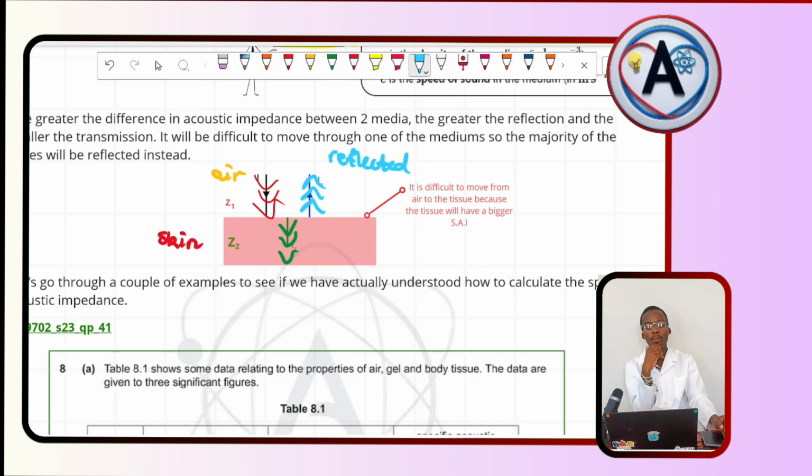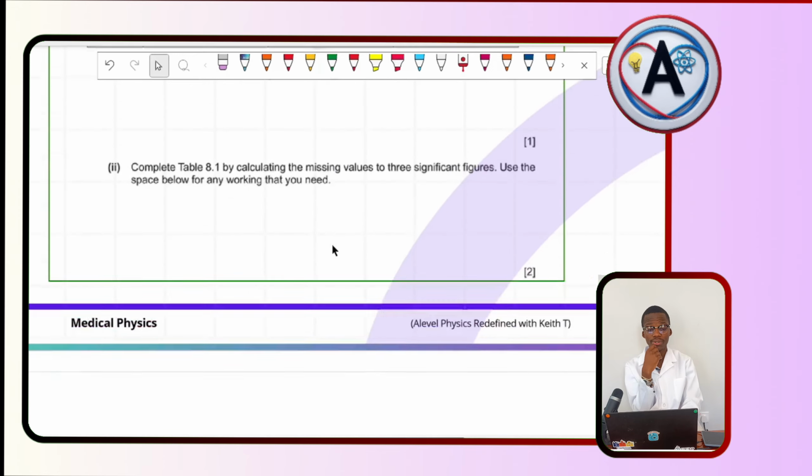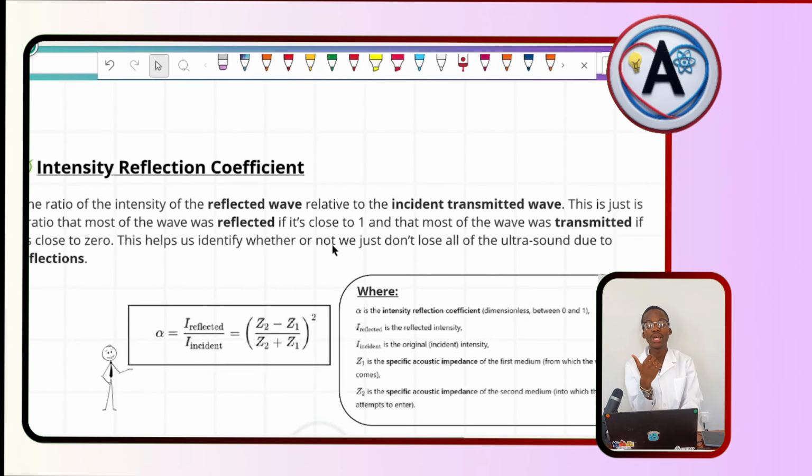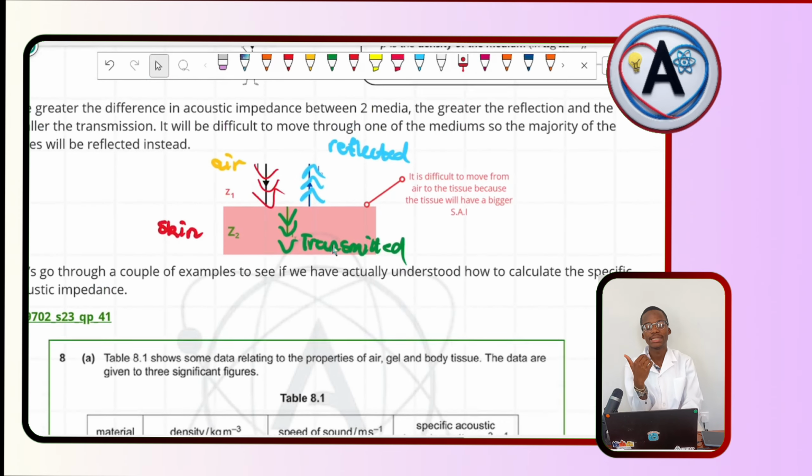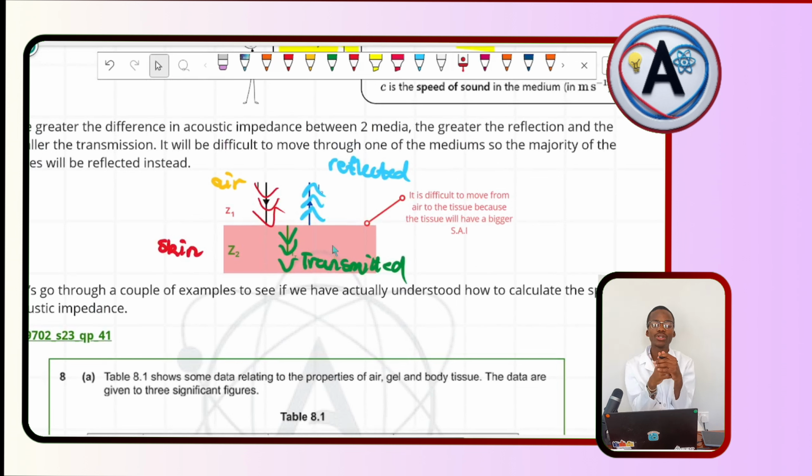So the greater the difference, the more reflection there will be, and the smaller the transmission, this is transmission over here, that will be observed. We're going to go through a couple of examples in the next video to make sure that you've truly understood what specific acoustic impedance actually is.